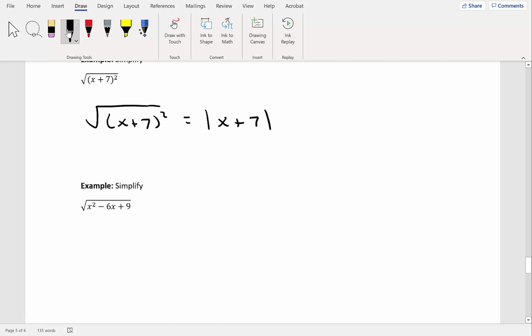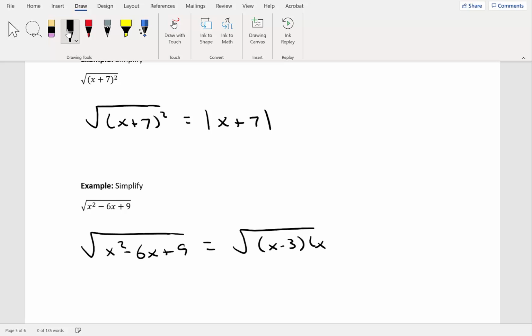Next problem, a little bit harder because it's not written in that form where it's some binomial squared. But if we take a look at that trinomial inside of our square root, we could actually factor it. So if we begin factoring it out, this would be (x - 3) times (x - 3). Two numbers that multiply to give you positive 9 and add up to negative 6 are negative 3 and negative 3. But now we could rewrite this as the square root of (x - 3) squared, where now it has that same form as the property. So this becomes the absolute value of x - 3. Remember, these absolute values are necessary when you're dealing with variables.